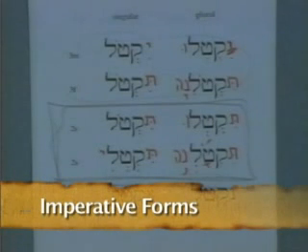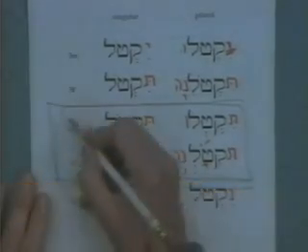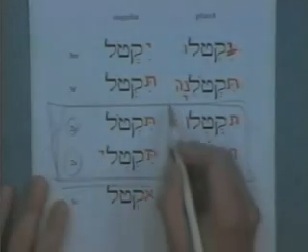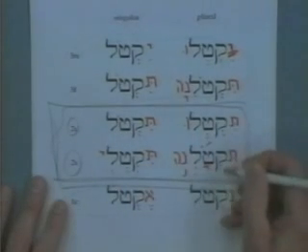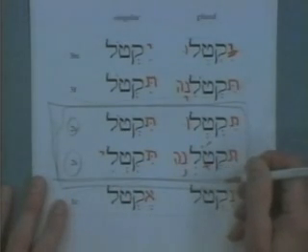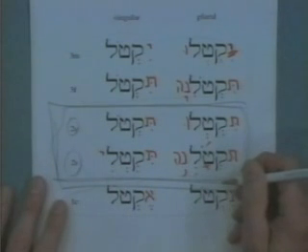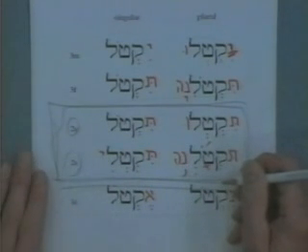So to form the imperatives, we first take the imperfect second-person forms, which are 4 in number: masculine, feminine, singular, plural. Right? Are you ready? Here's how you form the imperatives. I'm going to show you this real fast, so pay attention.